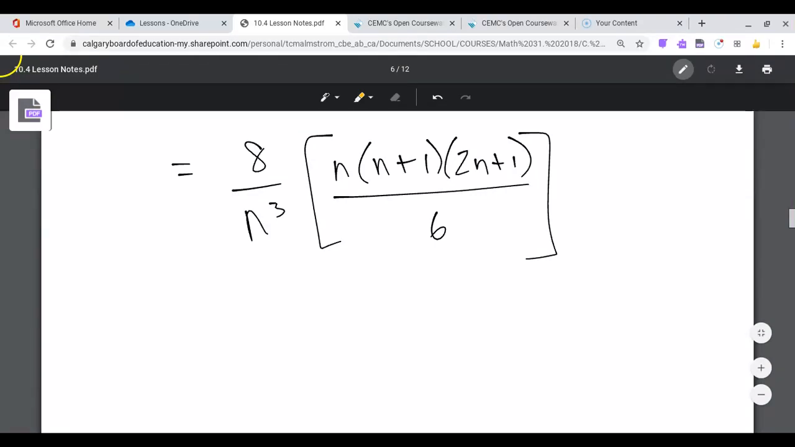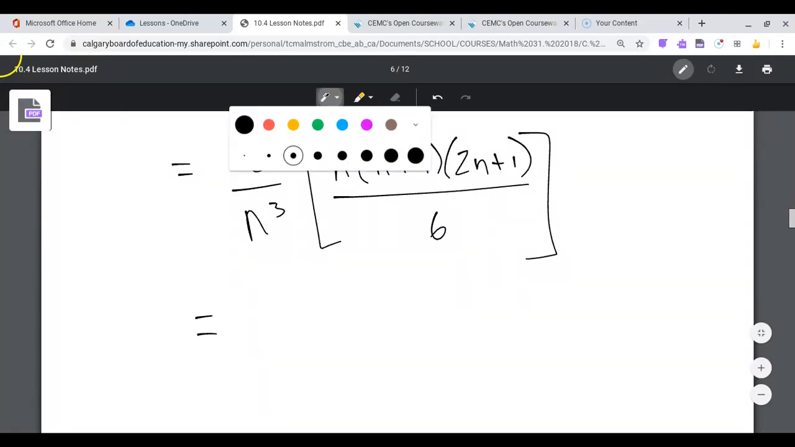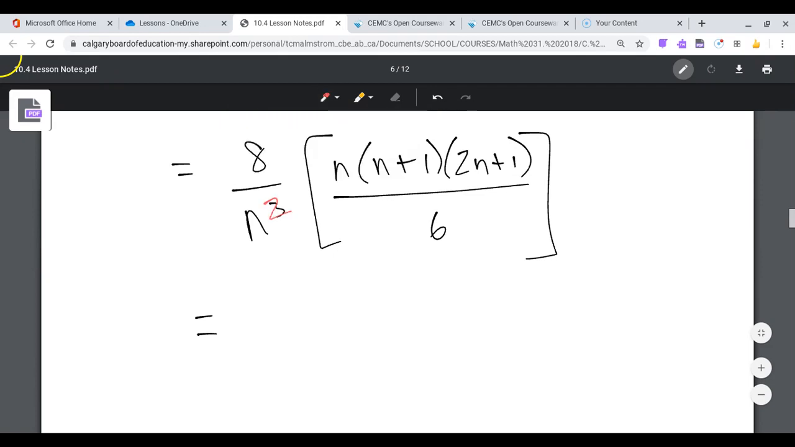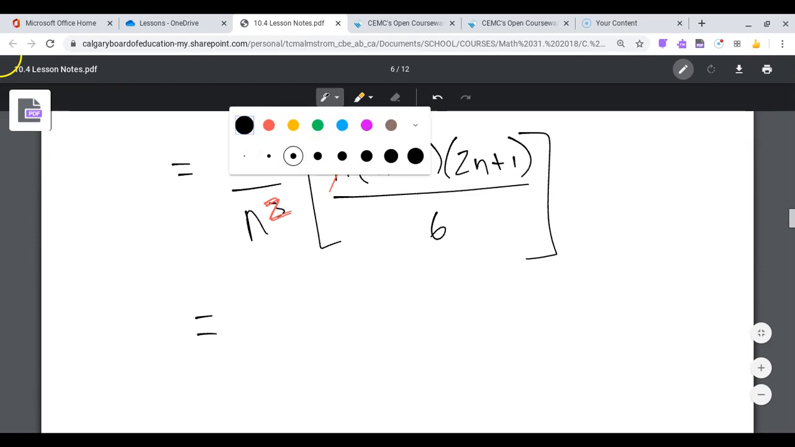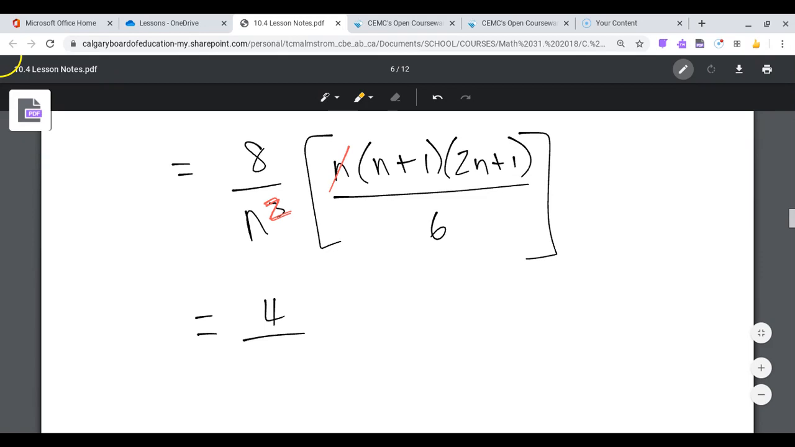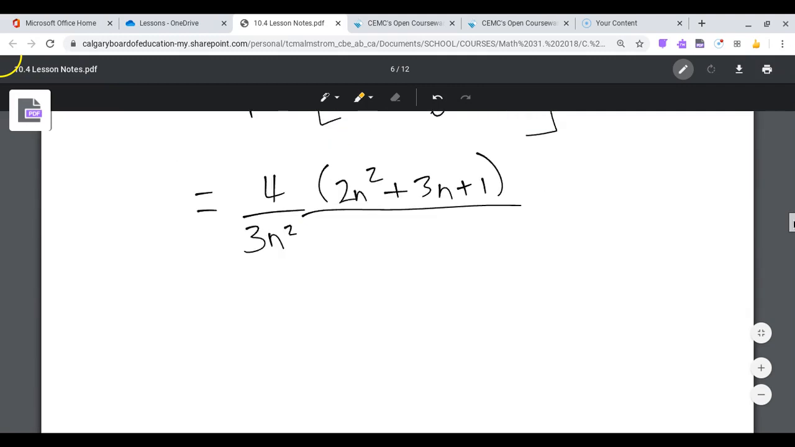So I have that this n can become an n squared because I can cancel that n on the top. And then the 8 on 6 can become 4/3. So 4 on 3n squared. And then I'm going to FOIL out that top. So that would be 2n squared plus 3n plus 1. And really, it's all over top of that. Let's leave it like that. Let's do the limit now.